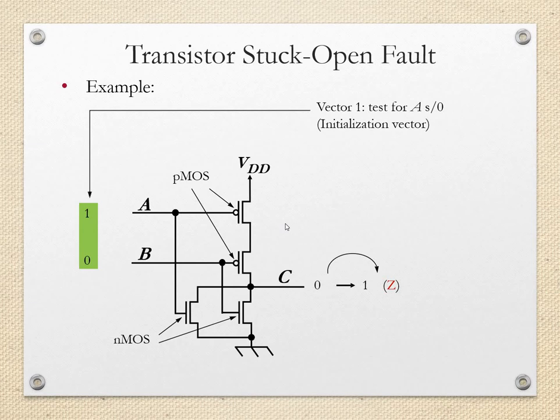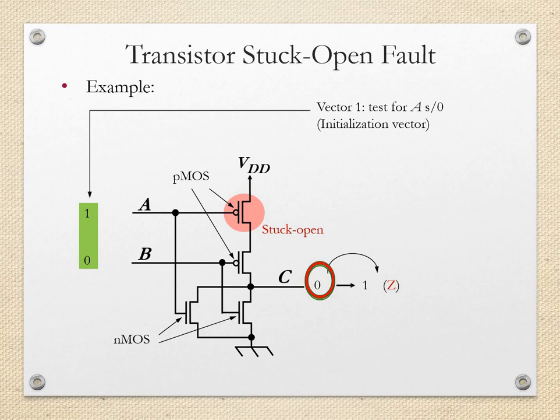So due to that, what will be the output? As this upper P MOSFET is off, there is no chance of the output connecting with VDD. So the output gets connected to ground through this N MOSFET. So the output will be logic 0. Now, if there is a stuck-open fault, and this particular P MOSFET gets stuck open, what will happen?